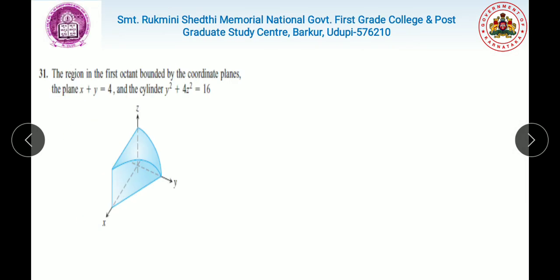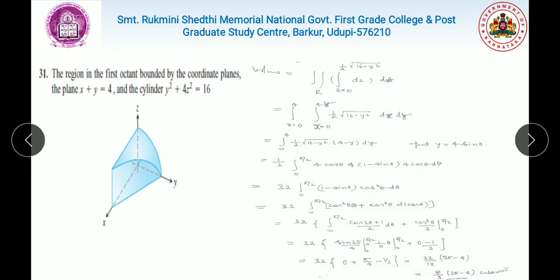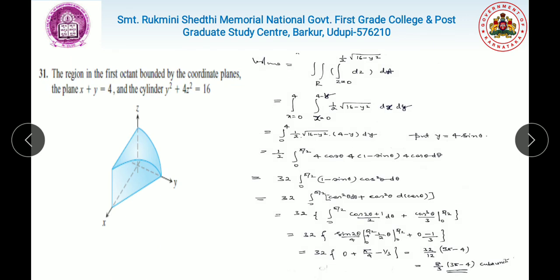Here you are required to find the volume of the region in the first octant bounded by the coordinate planes, the plane x plus y equal to 4 and the cylinder y square plus 4z square equal to 16. So this is the region you have. Again you can project it on the xy plane. Call the projection R.